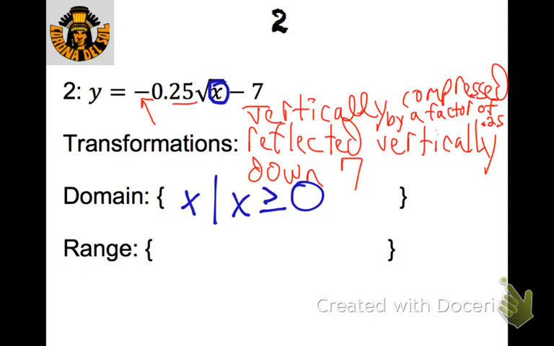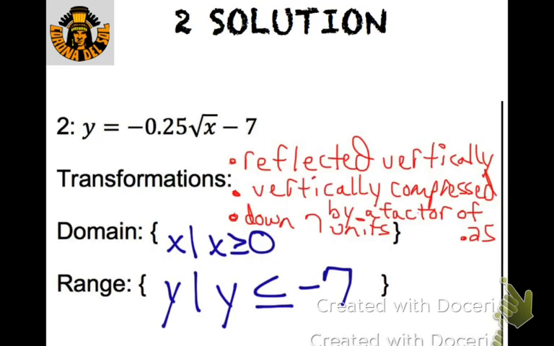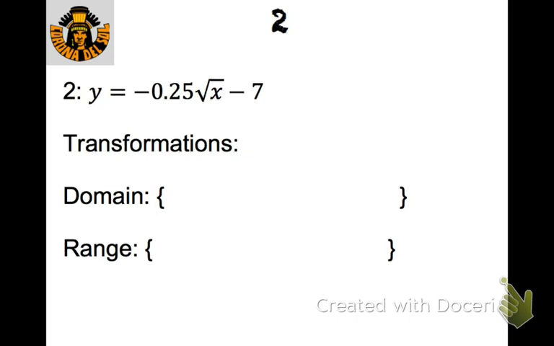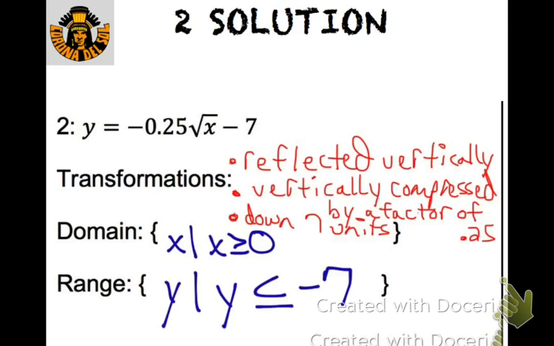And the range, again, it's been shifted down 7. So now it's going to have y such that, and it's going to have the 7 for sure. And it would normally be greater than or equal to 7, but because it's been reflected vertically, the graph's going to be going down. So we're going to say less than or equal to negative 7. Sorry about that. So this is the right one, negative 7.